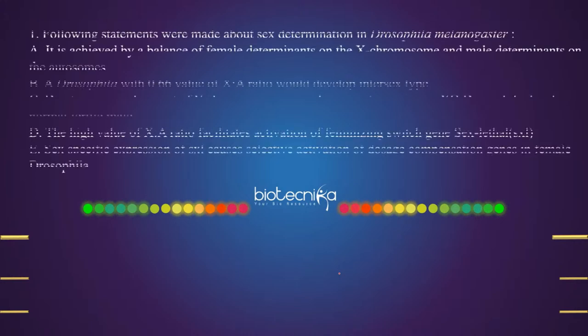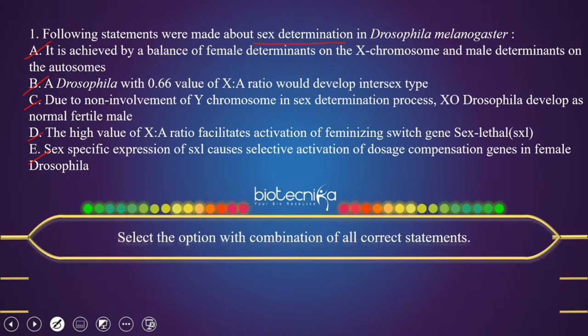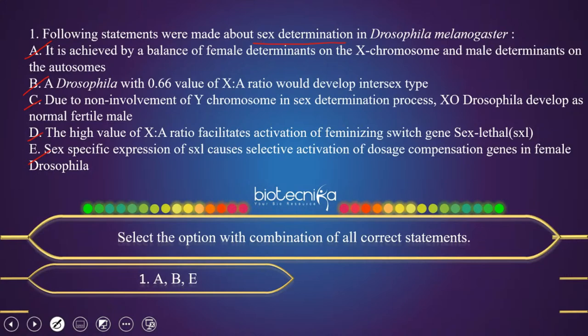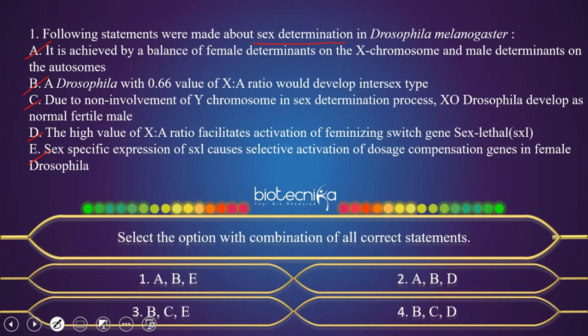So let's begin. Your first question on the screen is about sex determination, a small topic under subunit C of the syllabus, in Drosophila melanogaster. Also in mammals, you have to study about it, but this question is based on Drosophila. A few sentences are given to you. You have to select the option with the combination of all correct answers: ABE, ABD, BCE, or BCD.